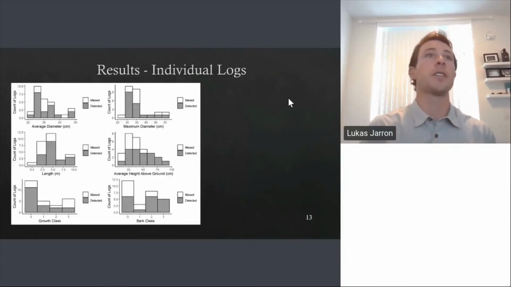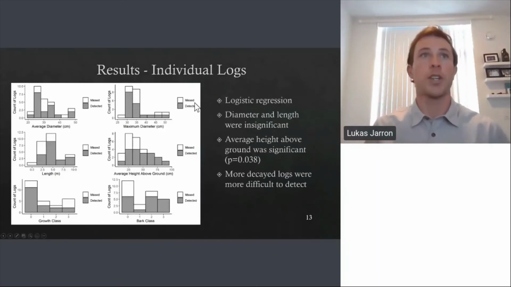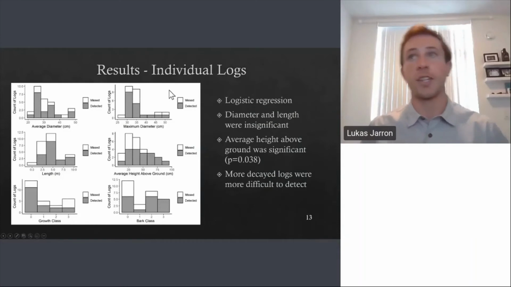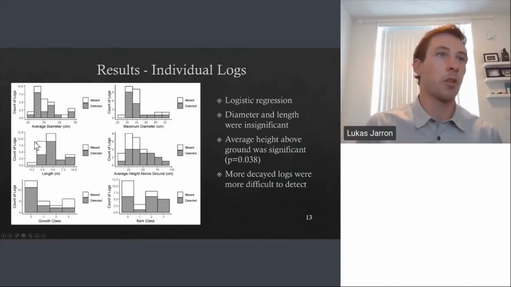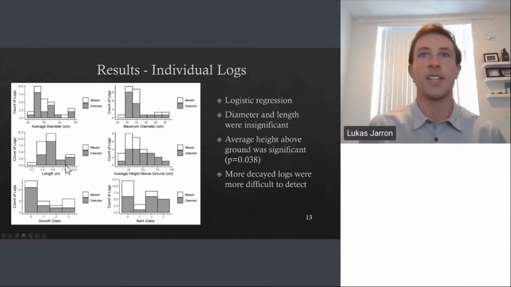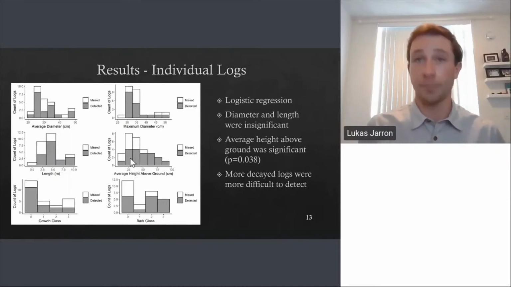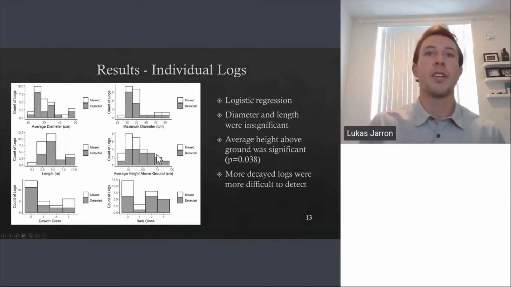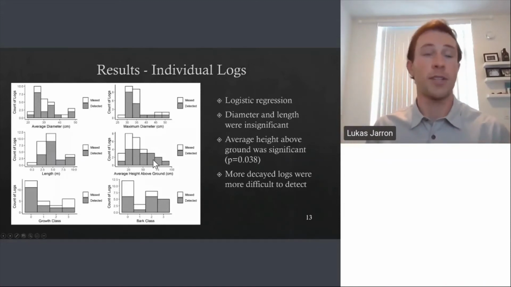A little bit about my results. This graph here is kind of just showing which log features affect detection. So using a logistic regression, comparing the missed logs to the detected ones, I found that average diameter, maximum diameter, or length didn't really affect detection too much, but the average height above the ground made detection significantly more effective. You can see the logs that are considerably more off the ground were detected much more often.